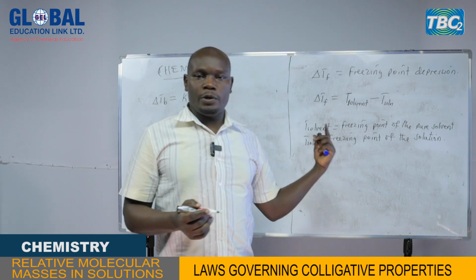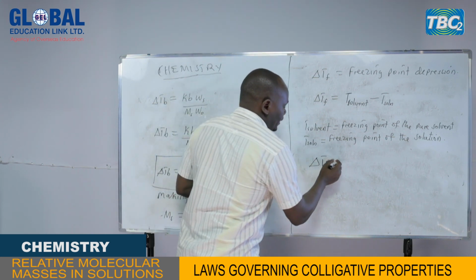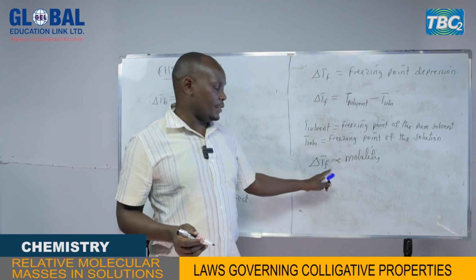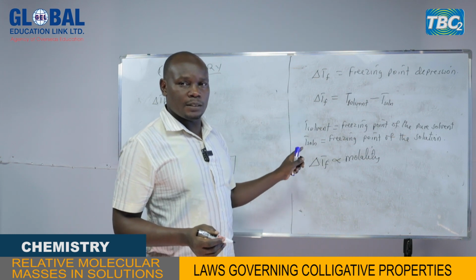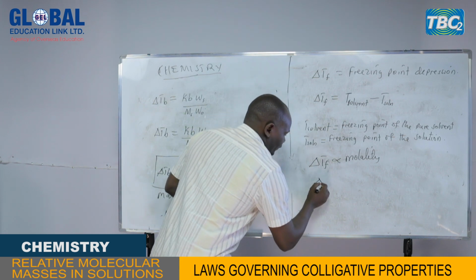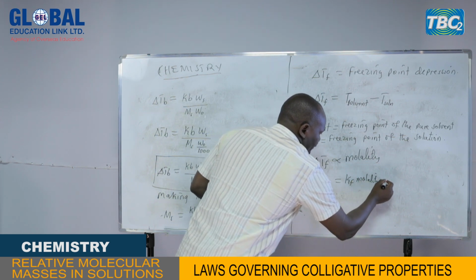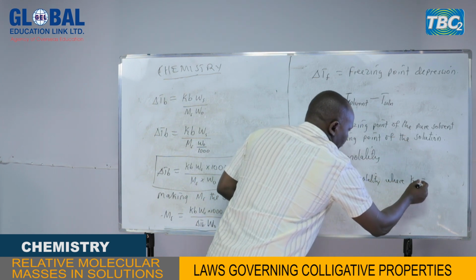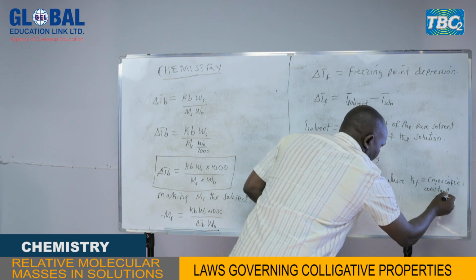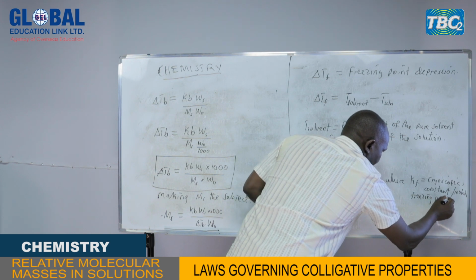So now from the laws of colligative properties, the freezing point depression is directly proportional to molarity. So from this equation, after removing the proportionality sign, we put a constant. And our constant here is known as the cryoscopic constant or molar freezing point constant. So after removing the proportionality sign, you will have Kf times the molarity, whereby Kf is equal to the cryoscopic constant, or sometimes we call it the molar freezing point constant.